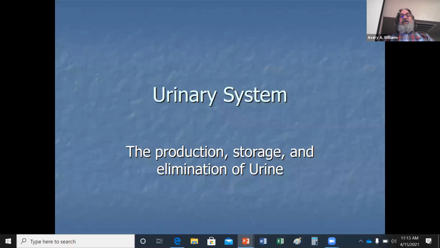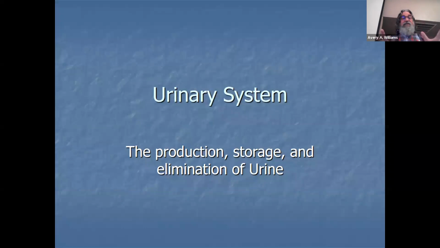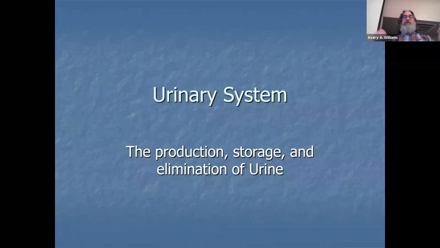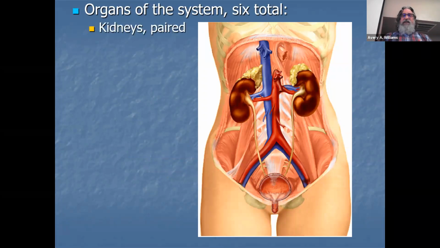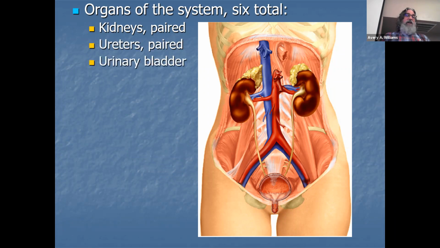What is the urinary system? Well, the urinary system is the system associated with the production, the storage, and elimination of urine. You make urine, you store urine, and you eliminate urine, and you've got anatomical structures associated with each, all right? And so here I list all the organs of the system, and it's pretty straightforward. You got paired kidneys, you got paired ureters, an unpaired urinary bladder, and a urethra. Okay, we're all done. That's it.